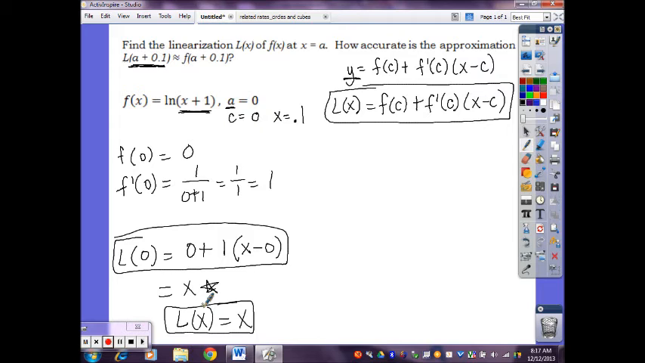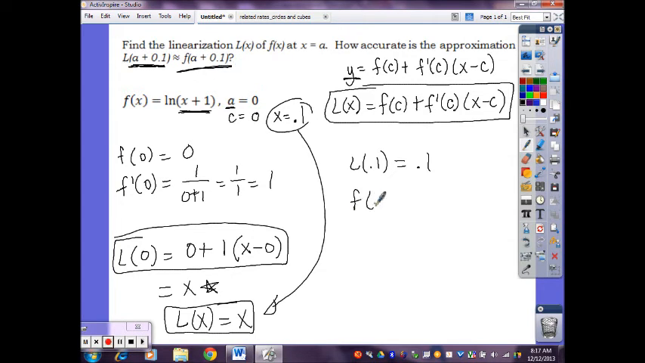Now I need to compare the approximation to the actual. So the approximation would be what I get when I plug my x into the linearization. So that would be 0.1. And then f of a plus 0.1 is what I get when I actually plug it into the function. So f of 0.1 would be natural log of 1.1, because it's x plus 1, and so 1 plus 0.1 is 1.1. Now that's something you can't really do in your head, so we need to do that in a calculator.